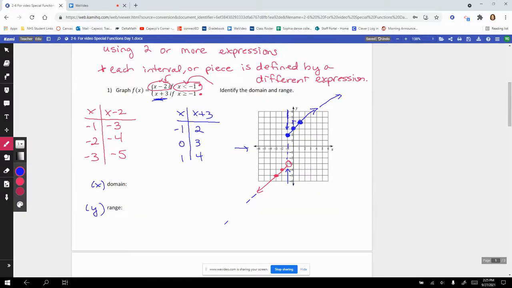So our domain values, we're not excluding anything. We're going all the way down here to the left, all the way up to the right. And again, I'm looking at this value right here for 1. Even though it's an open circle down here, I have a closed circle up here, so I'm including 1. So again, I'm not excluding anything. So my domain is going to be all real numbers.